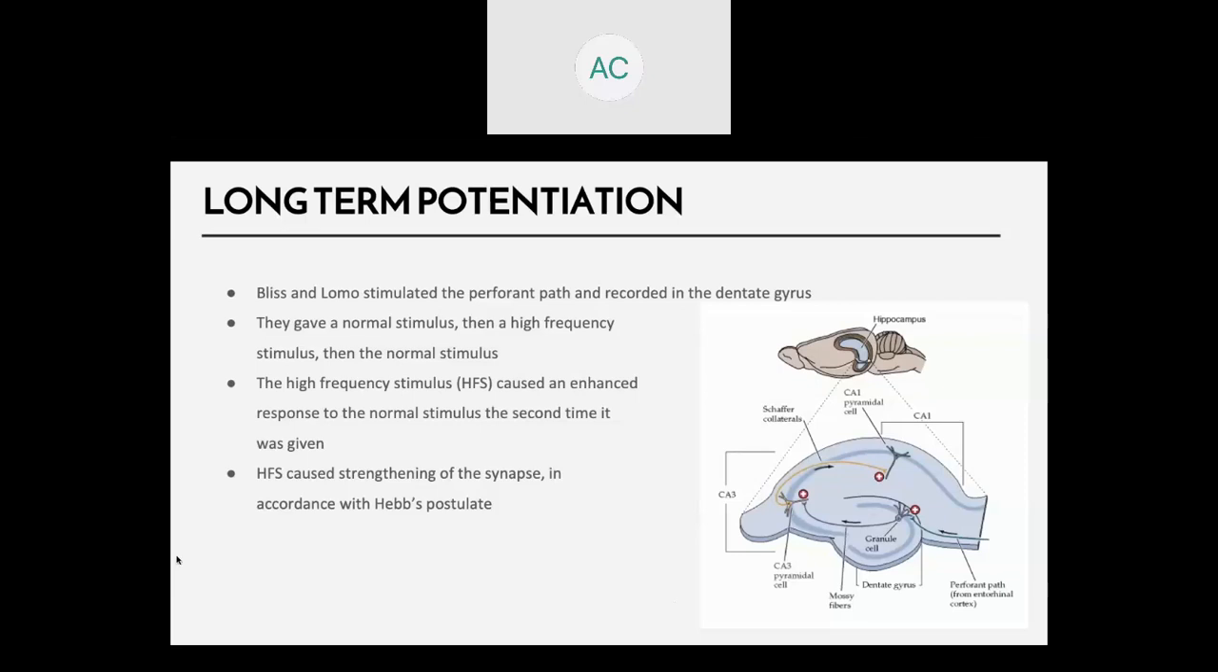So what they found was that giving that high frequency stimulus actually enhanced the response to the normal stimulus the second time it was given. The response was above baseline, and that's what they called long-term potentiation.